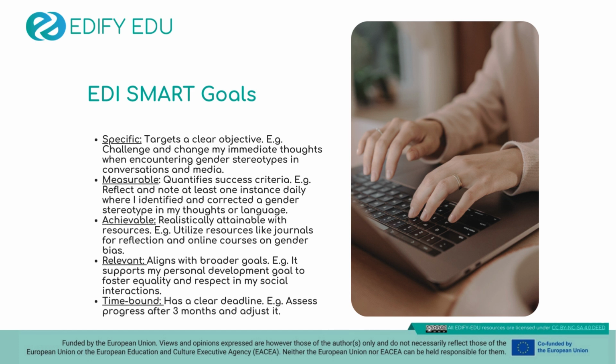Ensure it's achievable by utilizing resources like journals for reflection and online courses on gender bias. This goal is relevant as it supports your broader aim to foster equality and respect in your social interactions. Finally, make it time-bound by assessing your progress after 3 months and adjusting your approach as needed. Such structured approaches ensure focused, accountable, and meaningful personal development.